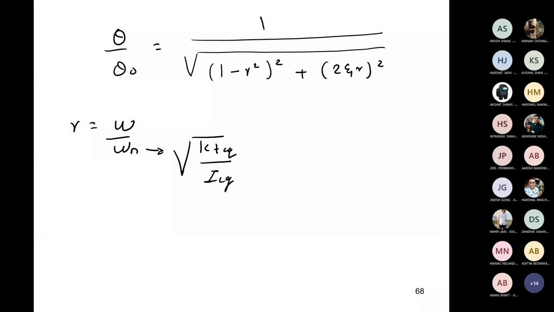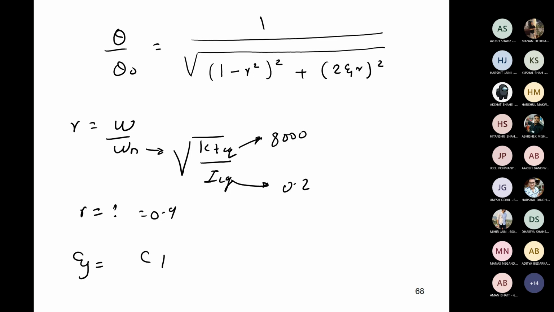And what is omega n? What is K torsional equivalent? 8,000. And what is I equivalent? 0.2. All right. So substitute that and find the value of R. 0.9. Okay. And similarly, find zeta.